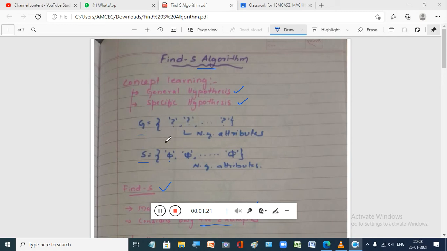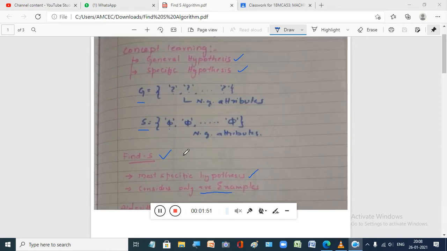Whenever we take a general hypothesis, it is represented with a question mark. How many question marks? It depends upon the number of attributes. When we consider a chair, it has certain attributes: the color of the chair, it has 4 legs, the height of each leg, the width, etc. Depending upon the number of attributes, the general hypothesis is represented with question marks. The specific hypothesis is represented with S, where we represent null, and again it depends upon the number of attributes.